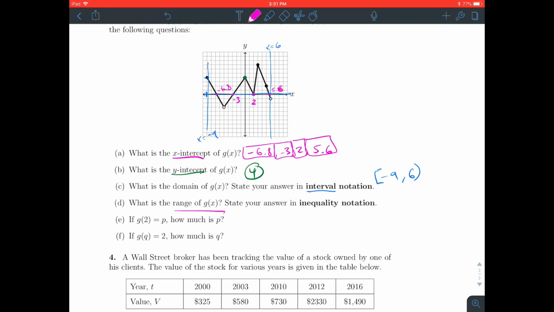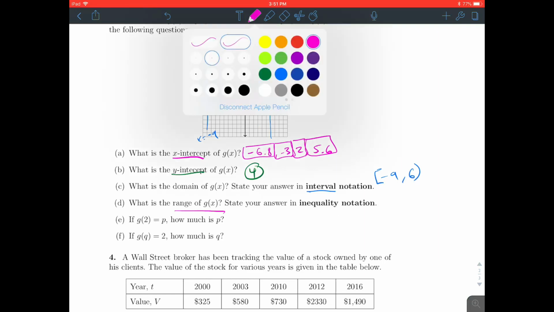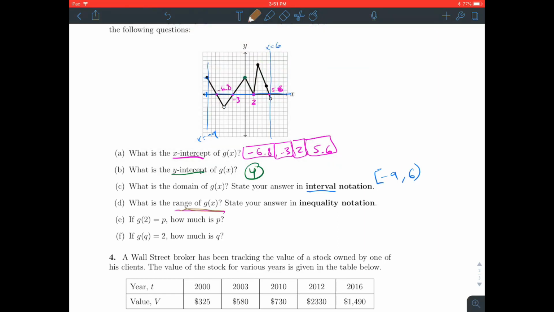Next up, what is the range of g of x? So range is, and I shouldn't use pink again because I've already used that. I'll use this brown color. Range is going to be the same question that we answered for domain, but with the y values. So we're looking for the lowest y value right here, y equals negative 3, and the highest y value, which you might think is here, but actually we get higher right here. So that's y equals 7.